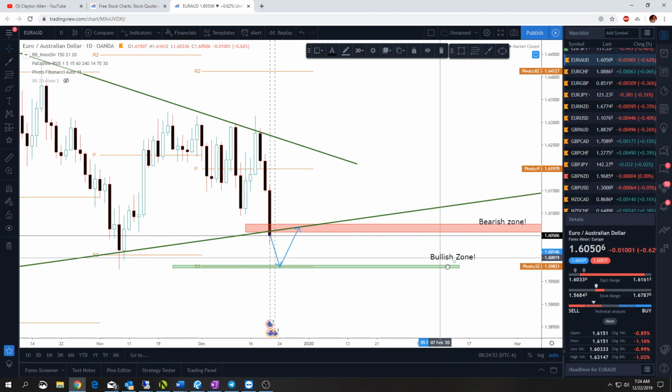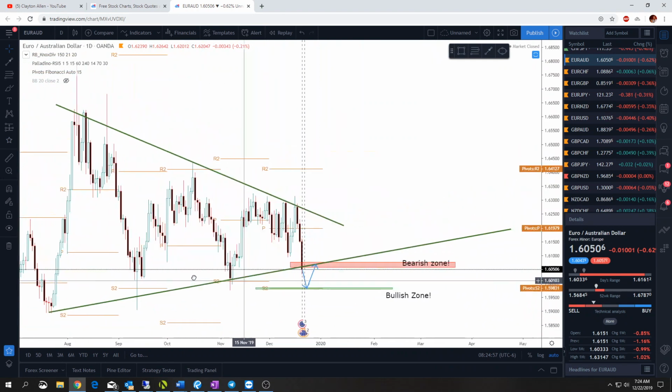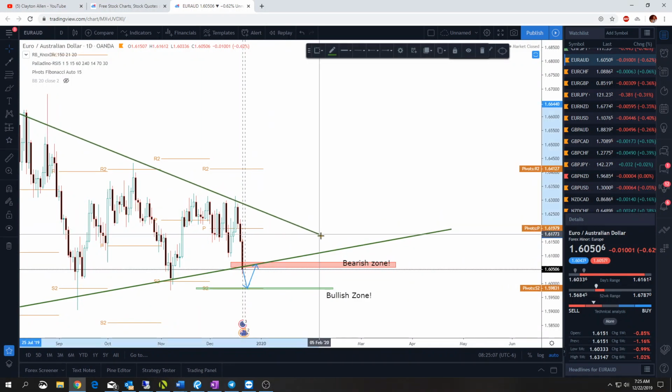And I'm going to put my bullish zone down here. If I zoom out, that's what I kind of like. Or we're going to get a really, if we drew our trend line right, we're going to get a bounce here if we're off on it a little bit.